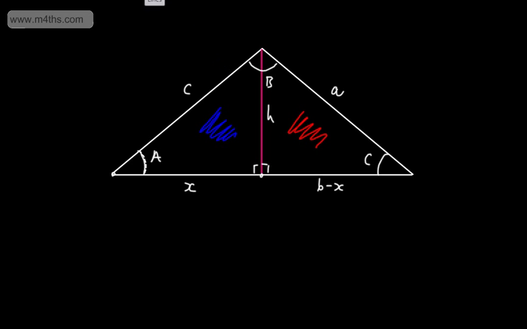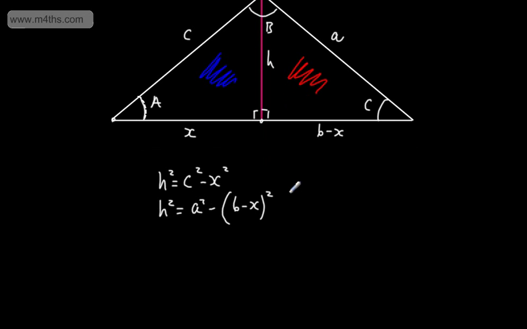So if we look now at the blue triangle, what we're going to do is state that H, using Pythagoras, H squared will be equal to C squared minus X squared. If we now take the red triangle, we can say that H squared is going to be equal to, and just look what we've got, A squared minus the quantity B minus X all squared. So if we look at that just here, that makes sense. This one squared plus this one squared is equal to that one squared, or H squared is A squared minus the quantity B minus X all squared.